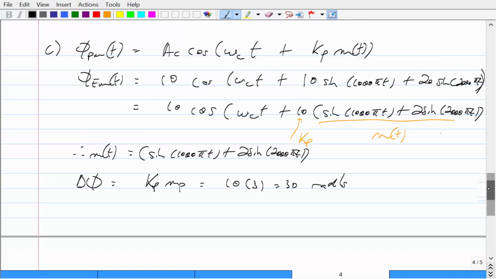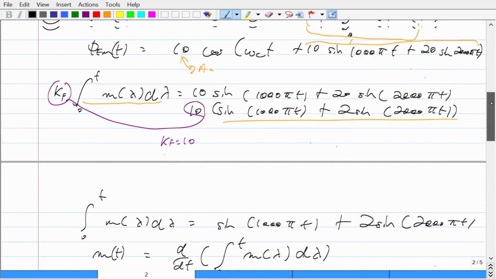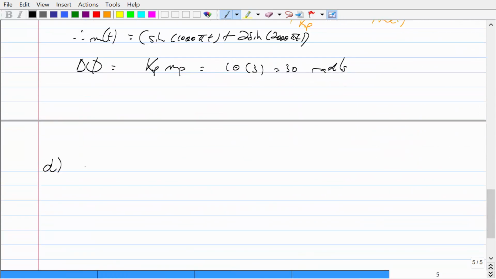Okay. All right, so C, and now D. So this question asks you, what is the relationship between the message signal assuming frequency modulation and phase modulation? Well, it's pretty simple. One is just the integral of the other, right? So if you took a look at phase modulation, if you differentiated that message, you would get what the frequency modulated message would be. Very simple, okay? So this tells you that the message signal for frequency is simply the derivative of whatever message signal you got for the phase. That's all that is.